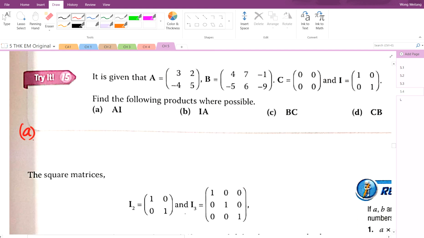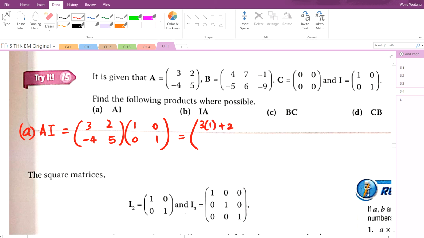Part A times I. So we've got 3, negative 4, 2, and 5 multiplied by 1, 0, 0, 1. Okay, what goes in my first row, first column? 3 times 1 plus 2 times 0. Okay. Next, first row, second column, what do we have?